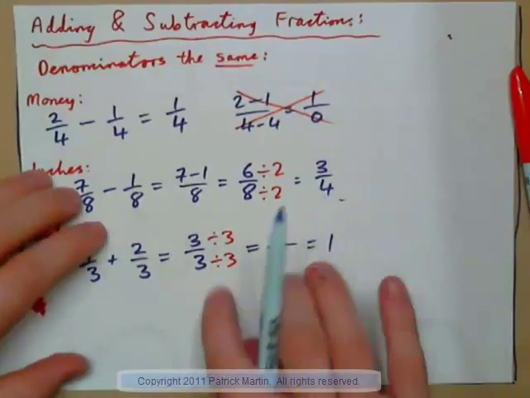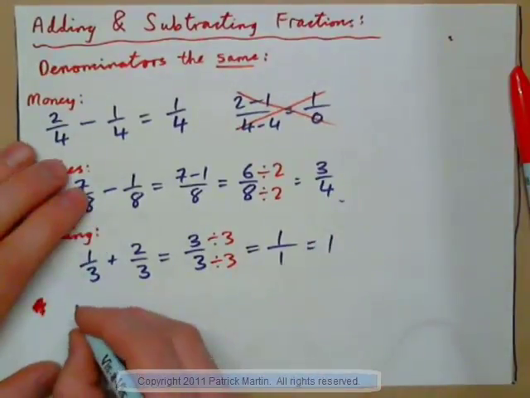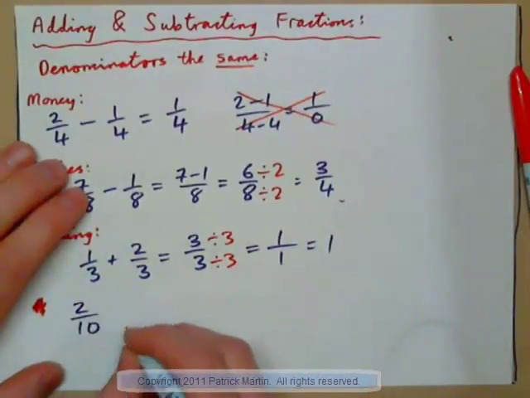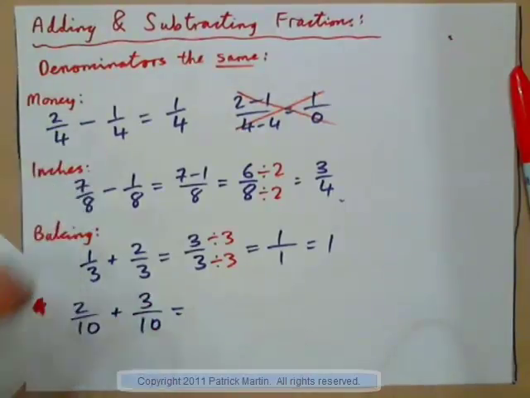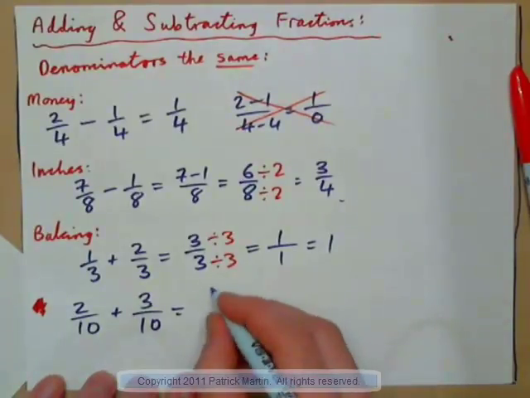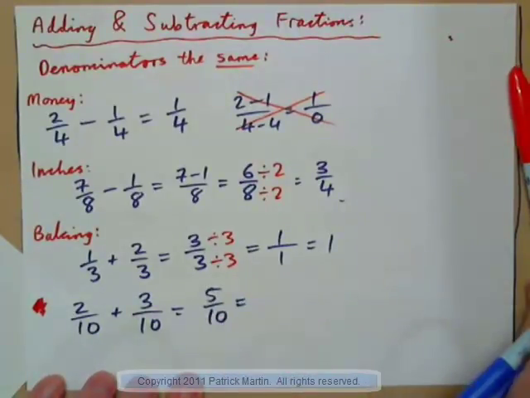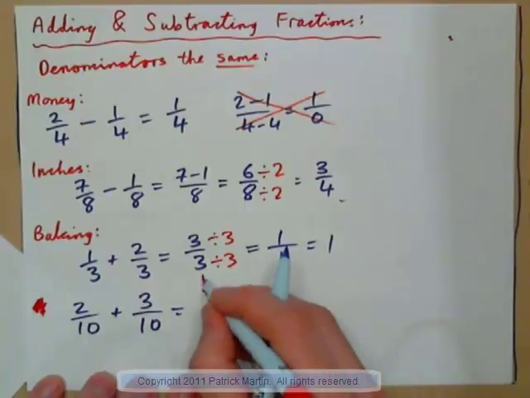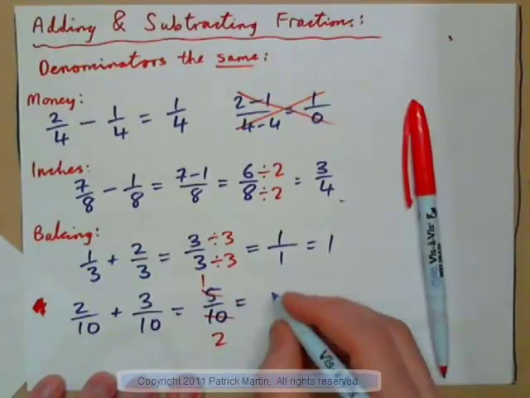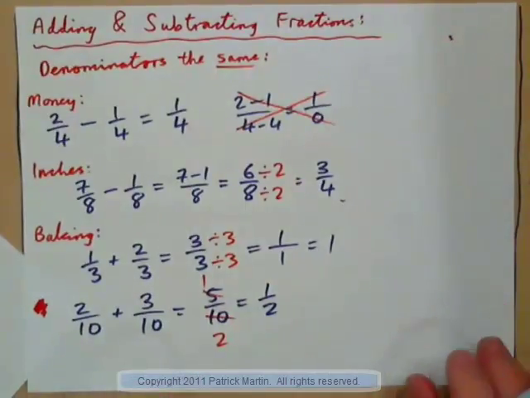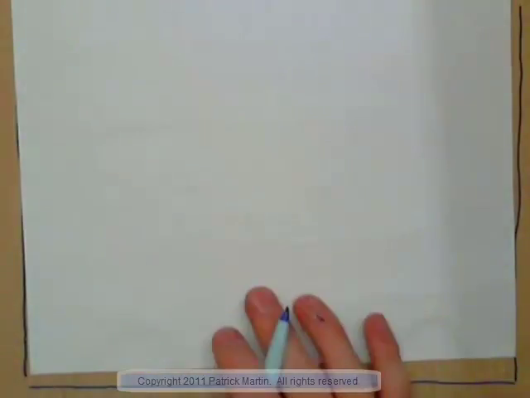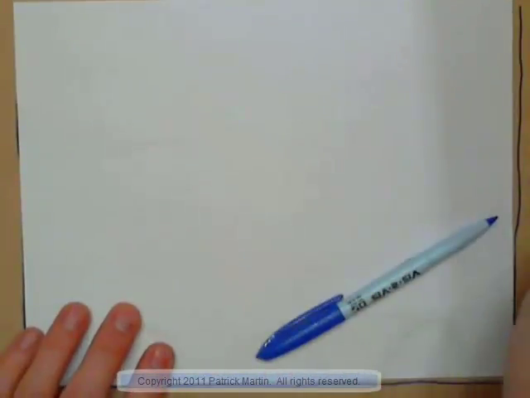So, obviously, you do this then. If you had 2 dimes plus 3 dimes, think about money, what would that be? 5 dimes, right? Put in lowest terms. 5 to 5 goes once, 5 to 10 goes twice, and that's a half of a dollar. So this is just like a thing we do in algebra called adding like terms. Let's have a look at that.